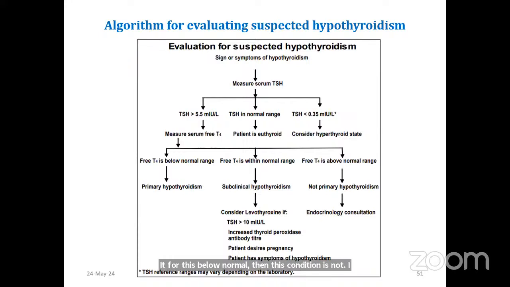If T4 is within the normal range and TSH is high, then it is subclinical hypothyroidism. And when T4 is above the normal range and TSH is also more than normal, then this is not primary hypothyroidism. You have to refer the case to the endocrinologist for further investigations. When TSH is less than the normal level, we have to consider it a hyperthyroid state.